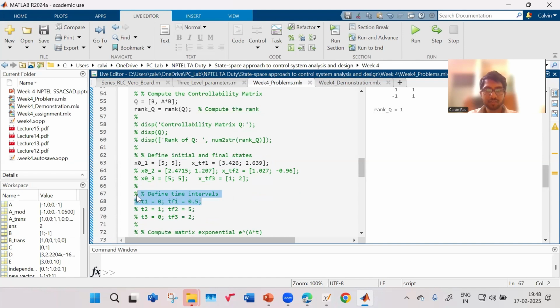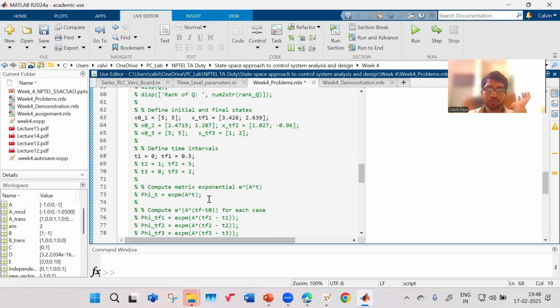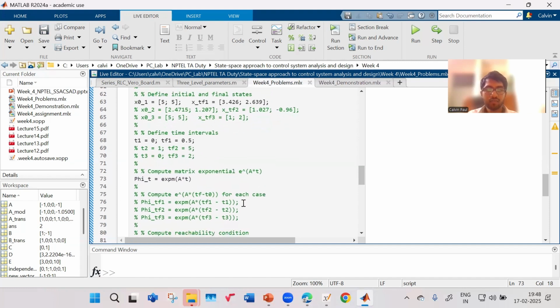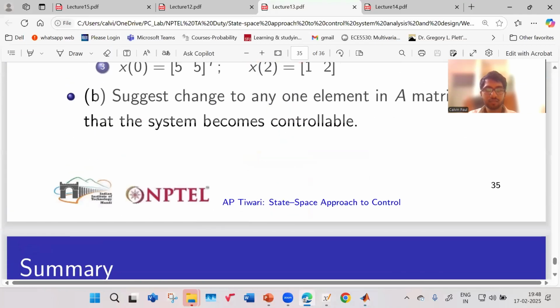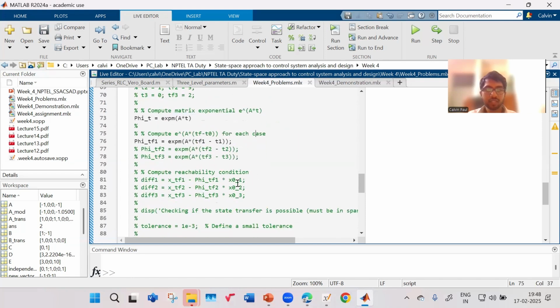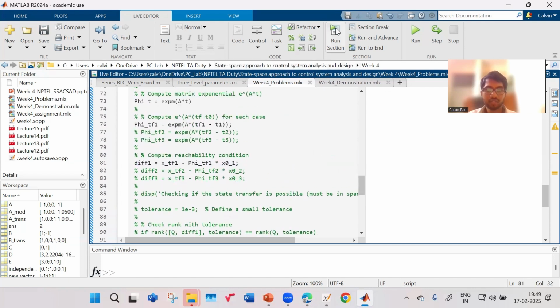I will define the time intervals. So what are the time intervals? T1 equal to 0, T final 1 is equal to 0.5, right? Now I have to find out what the matrix exponential is. Then I have to find T final 1 minus T final 2, which is over here. I have to find that value, right? So I find that, and then I will check whether this difference can be found through this. Let me run this section.